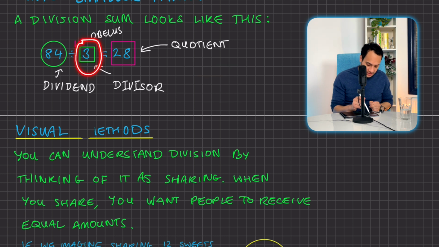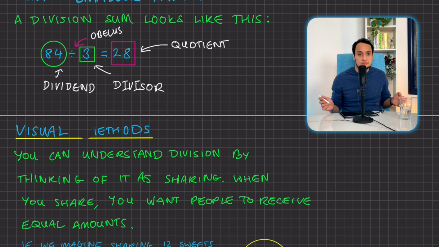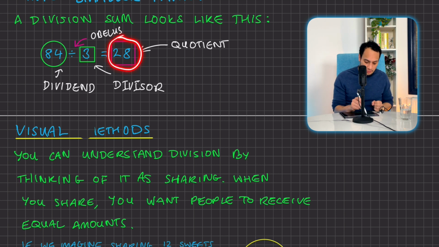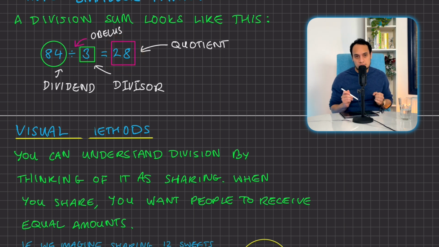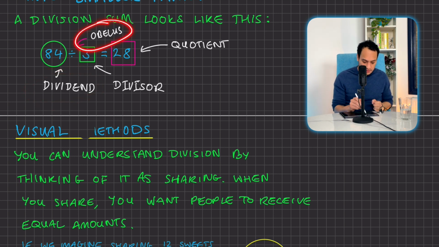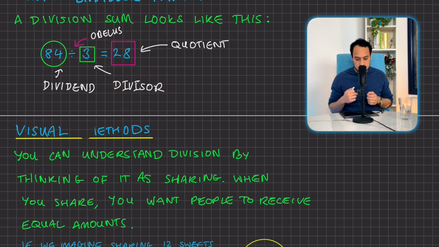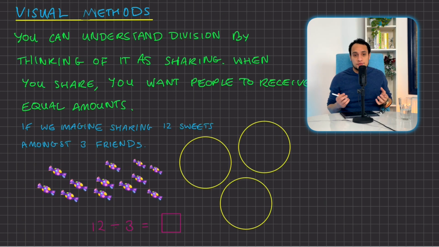Then we have a divisor of 3, and the divisor is what we're sharing into, or how many parts we're dividing something into. Then we have an answer, which is a quotient, so we call that a quotient. So dividend, obelisk, divisor, and quotient. Okay, so those are some of the vocabulary of division. So let's move on to a visual way of dealing with a division sum.